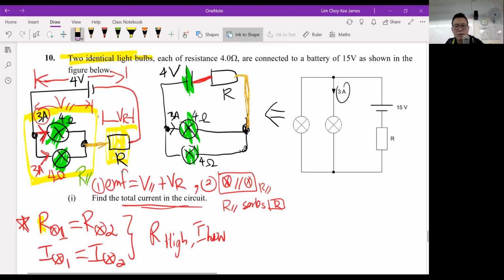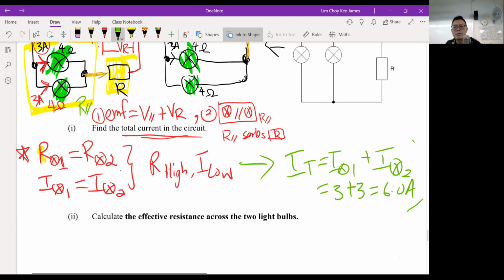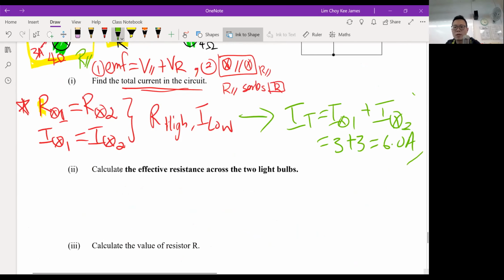Sorry for that writing. So in this case, you will know that the current in the circuit, which is IT, consists of the current of light bulb 1 plus the current in light bulb 2, which is 3 plus 3, which is 6.0 mA. Which is the answer. Remember to put 2 SF.